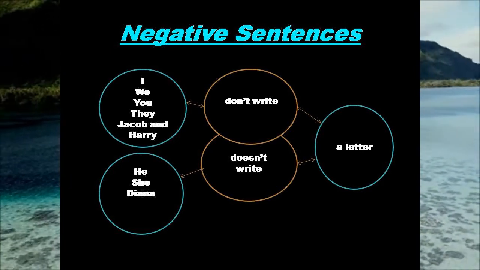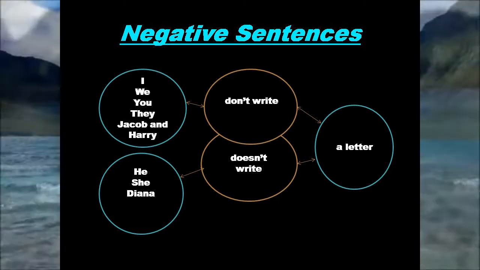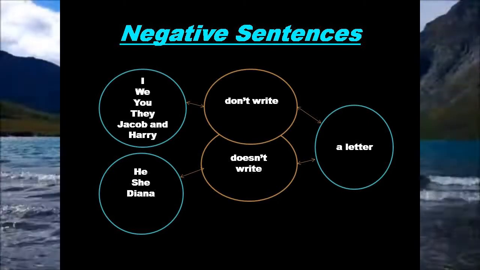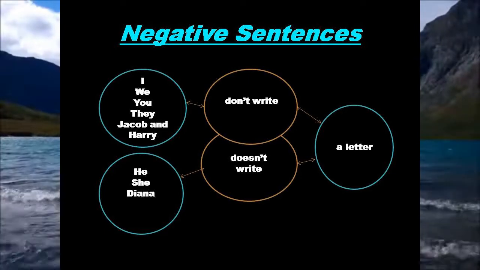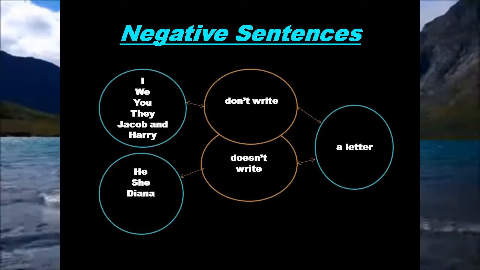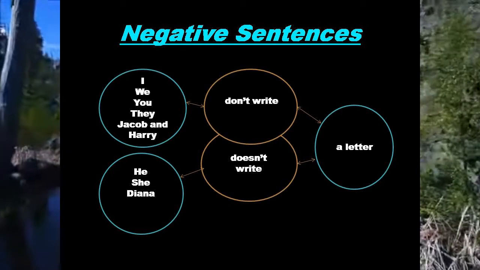Negative sentences of present indefinite tense: I do not write a letter. We do not write a letter. You do not write a letter. They do not write a letter. Jacob and Harry do not write a letter. He does not write a letter. She does not write a letter. Diana does not write a letter.